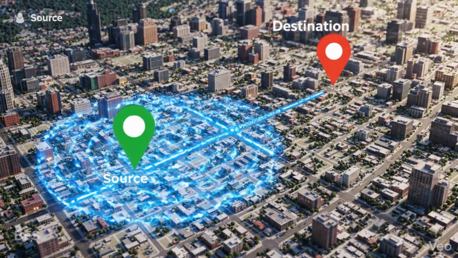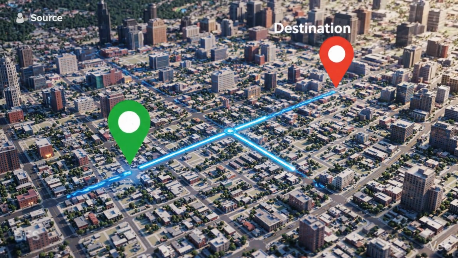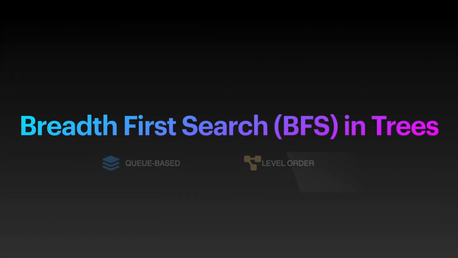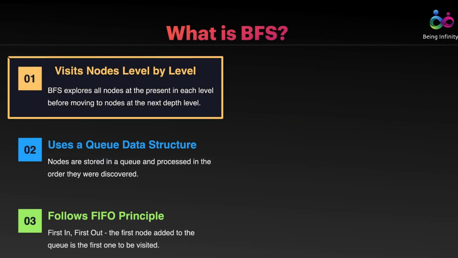Ever wondered how a GPS finds the shortest route between a source and destination? They often use the breadth first search, or BFS. It is the ultimate way to scan a hierarchy layer by layer in the world of trees. BFS is a level order traversal.